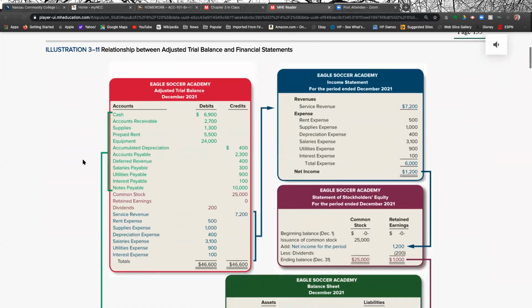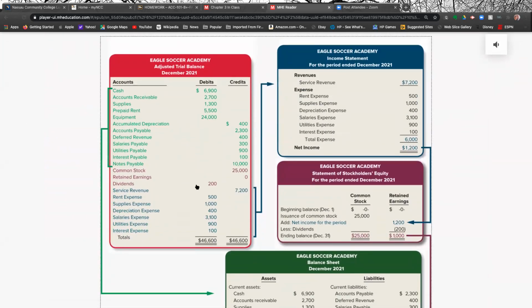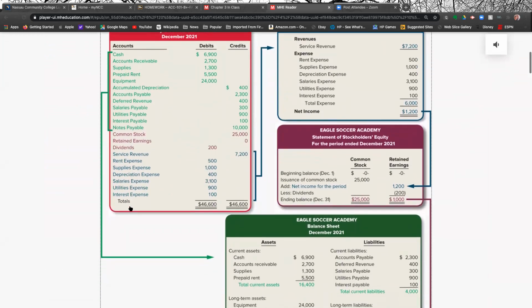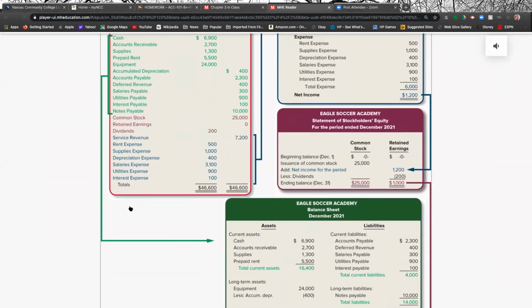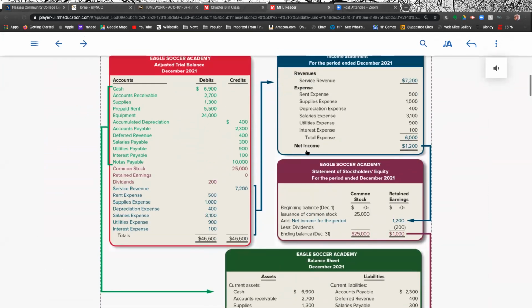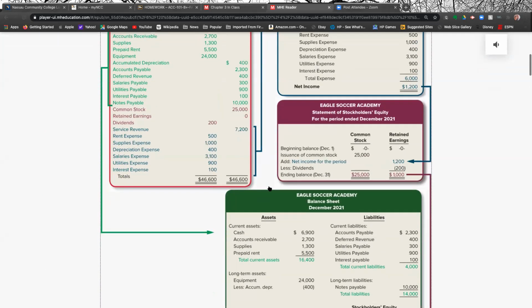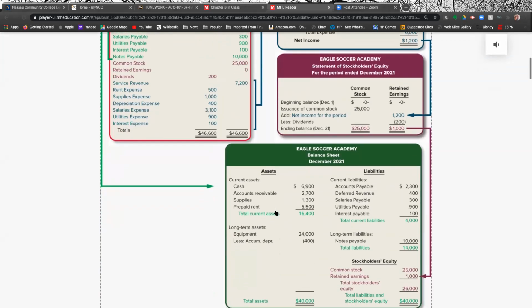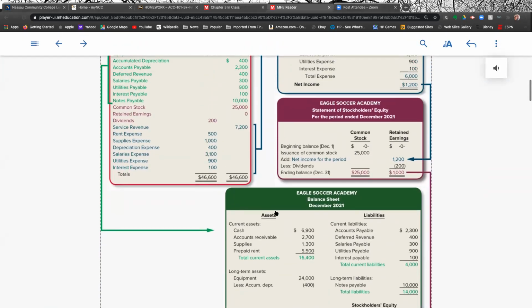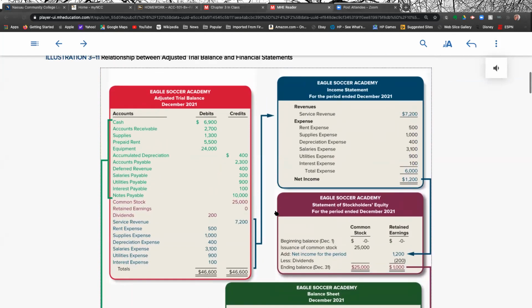And then they show you that. Here's the adjusted trial balance. They color coded it for you. The income statement numbers over here are in blue. The stockholders' equity statement numbers here are in red or purple. And the balance sheet numbers are in green. See them? So we can do our financial statements off the adjusted trial balance.